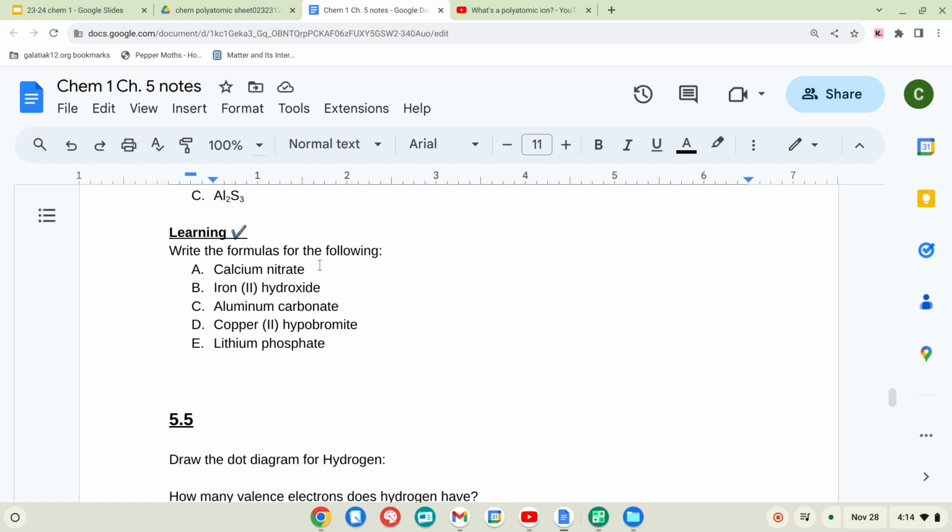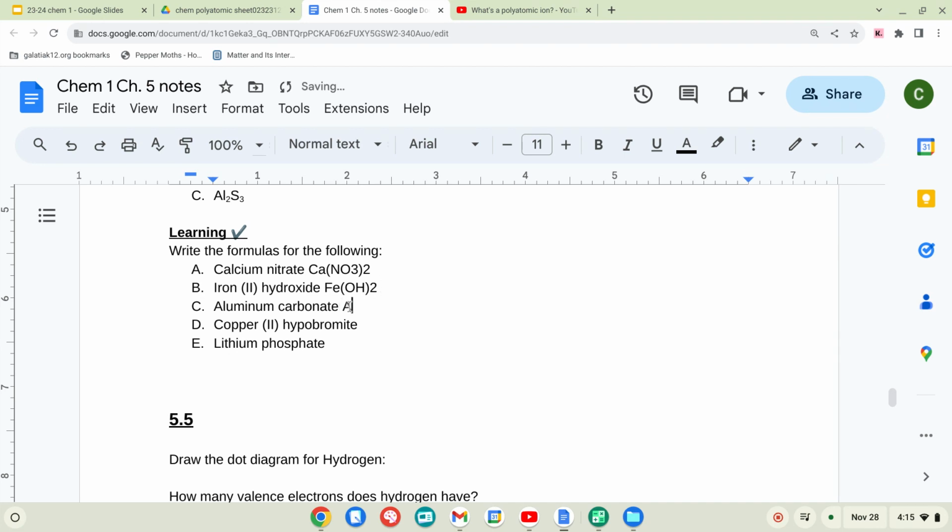Alright, this learning check. This is going to be, once again, if I write numbers, know that they're supposed to be subscript. Calcium is Ca. Nitrate, I am putting in parentheses. There's my nitrate, and I'm going to put a 2. Now I knew this right away because I know calcium's a +2 and nitrate's a -1. So I'm just crisscrossing. Same with this one. Iron, Fe, and then I'm going to put my hydroxide, which comes from that special sheet, in parentheses and put a 2. I'm crisscrossing that +2 to the hydroxide.